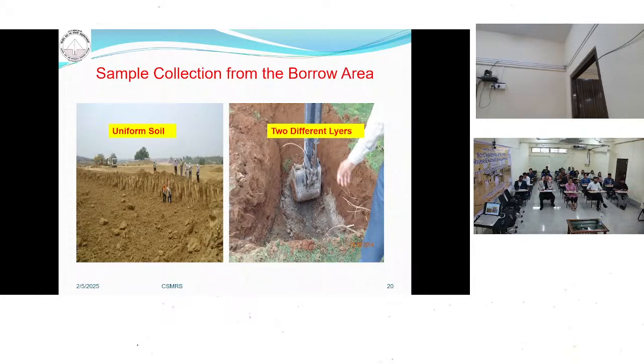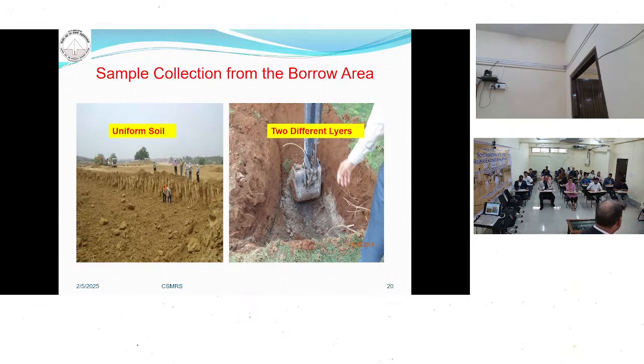You will take that sample to the laboratory. In CSMRS, we leave the top 30 centimeter layer, because at the top layer these are normal fields. There the vegetation is there, and up to 30 centimeter the roots are there, which is organic matter. That will create a problem in your embankment. So leave 30 centimeter and collect the sample from top to bottom.